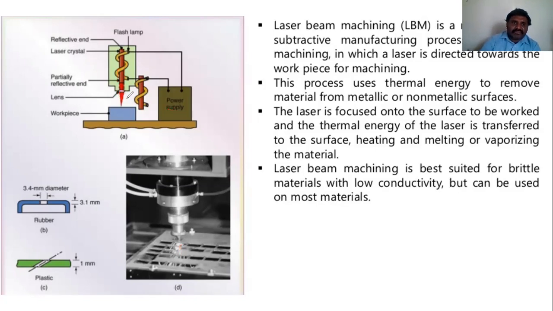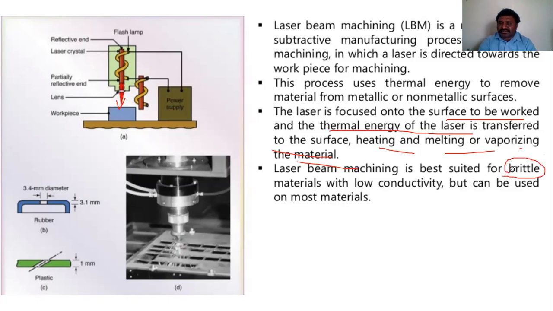So here what happens? There will be a laser focused on the surface of the work, and the thermal energy of the laser is transferred to the surface, heating, melting, and vaporizing the material. In this way, light amplification by stimulated emission of radiation is the reason we say laser. That is the laser.